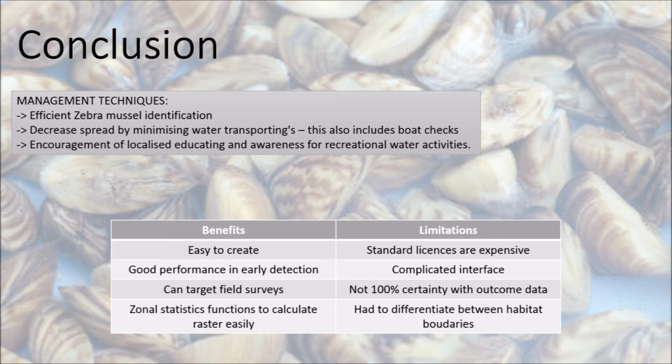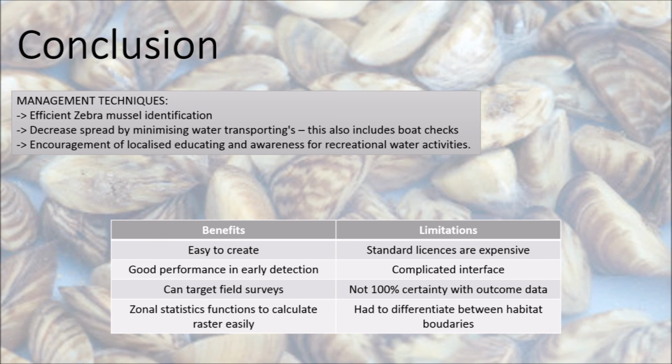We use the ArcGIS software to create maps for our invasive species. The software does come with some benefits and limitations. Some benefits of the software are: it's easy to create distribution maps for all manner of taxa, and it performs well in the early detection and rapid assessment of invasive species. Equipped with maps, resource managers can target their field surveys to areas most vulnerable to invasion.